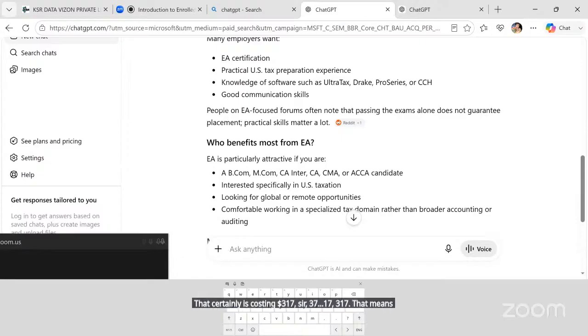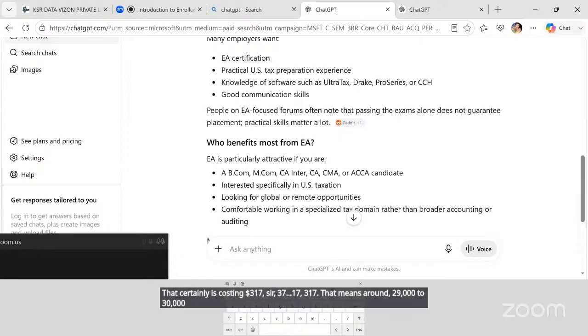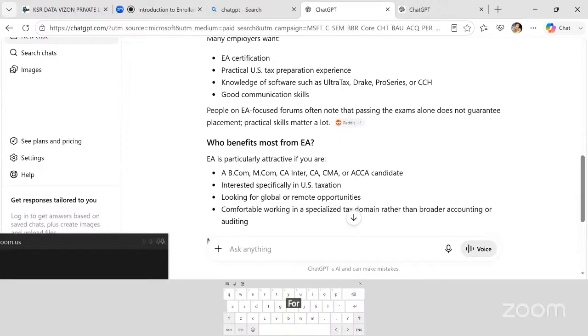317 means around 29 to 30,000 rupees yearly, for each paper. Yes, we have 3 papers, and each paper costs $317. Consider nearly $1,000 for all 3 papers.